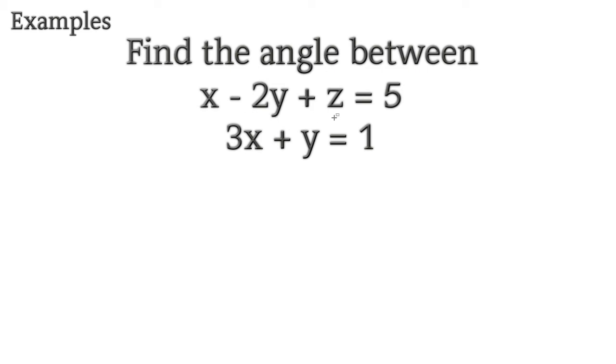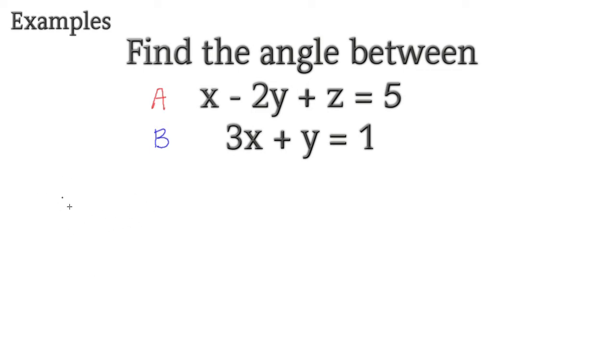x take 2y plus z equals 5 and 3x plus y equals 1. This looks like just two variables, but bear in mind, since it's in 3D space, it has a z coefficient of 0. So now we can define the normal vectors of these two planes. Let's say this is plane A, and I'll say this is plane B. So let's start with plane A.